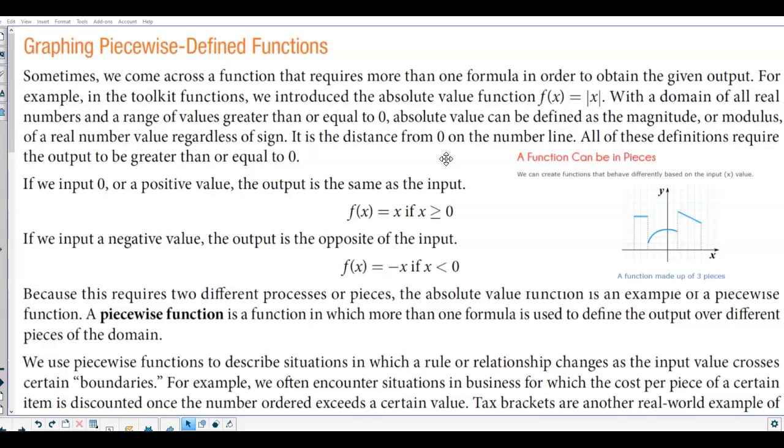Absolute value can be defined as the magnitude or modulus of a real number value regardless of sign. It is the distance from 0 on the number line. All of these definitions require the output to be greater than or equal to 0. If we input 0 or a positive value, the output is the same as the input. f of x is equal to x if x is greater than or equal to 0. If we input a negative value, the output is the opposite of the input. So f of x is equal to negative x if x is less than 0.